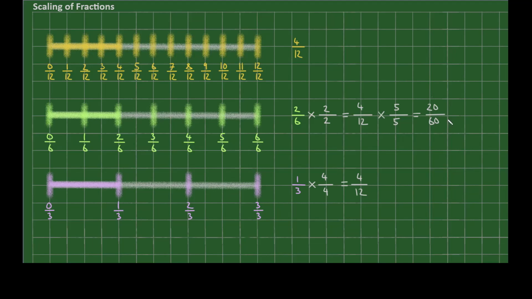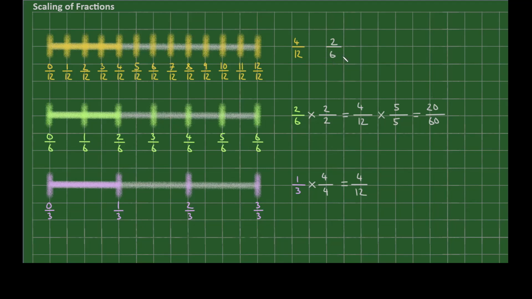That was scaling up. But we can also scale down. When scaling down a fraction, we are looking for a common factor of both the numerator and denominator. In this case, we are looking for a number that both 4 and 12 are divisible by. Seeing how both 4 and 12 are even numbers, they are both definitely divisible by 2. 4 divided by 2 will give me 2, and 12 divided by 2 will give me 6.